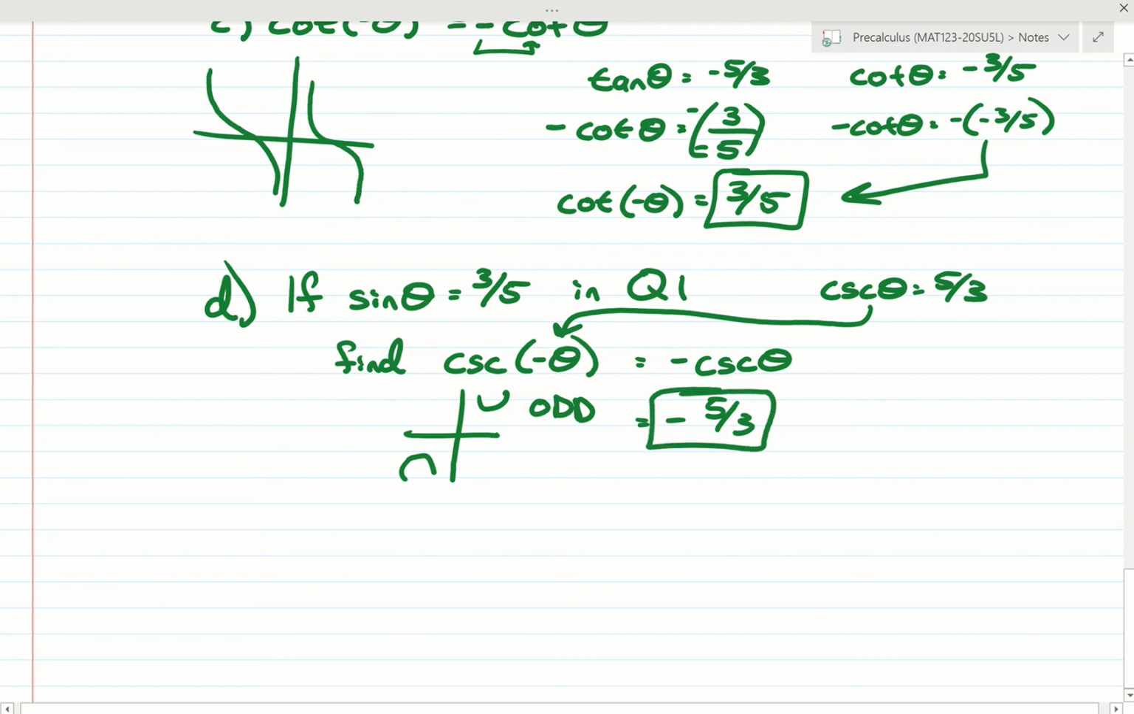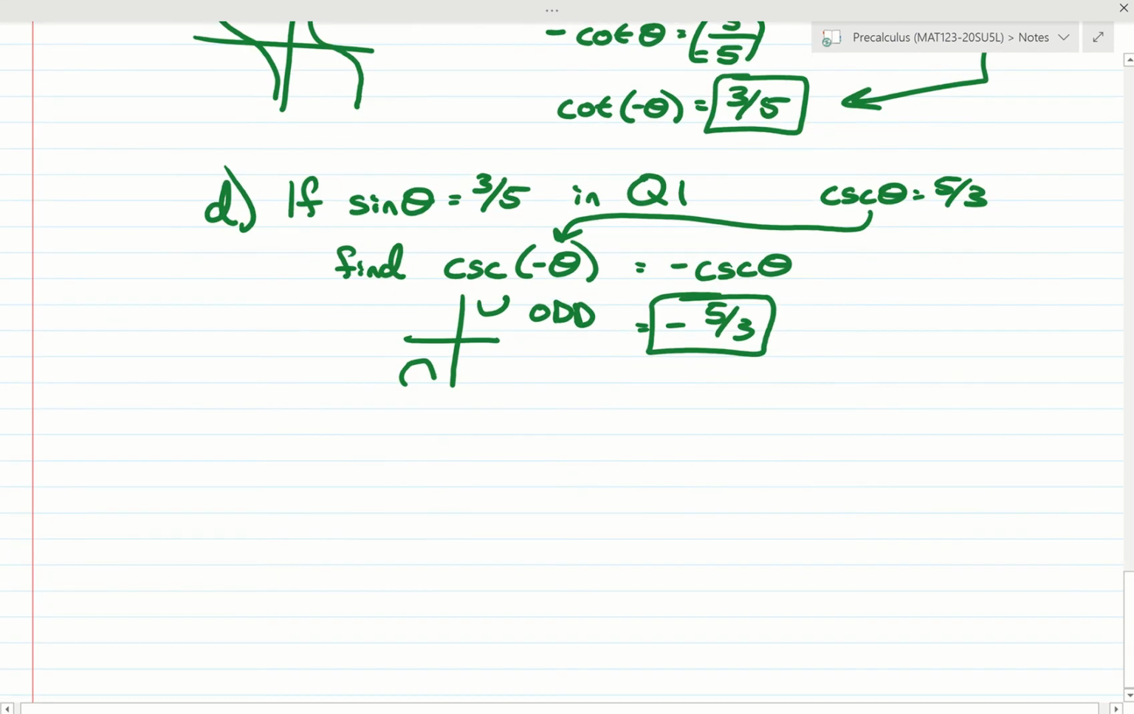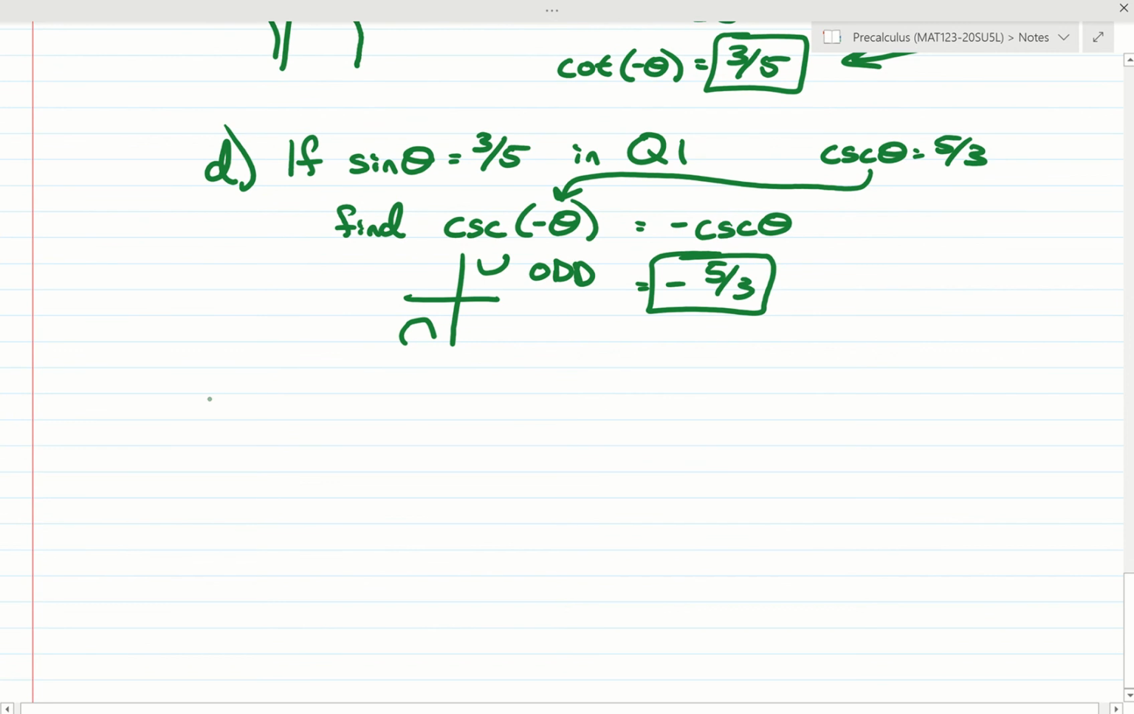That would be our answer. We'll do one more. What if I told you if cosine of theta was equal to 4/5, and we're in quadrant 1, find secant of theta, secant of negative theta.